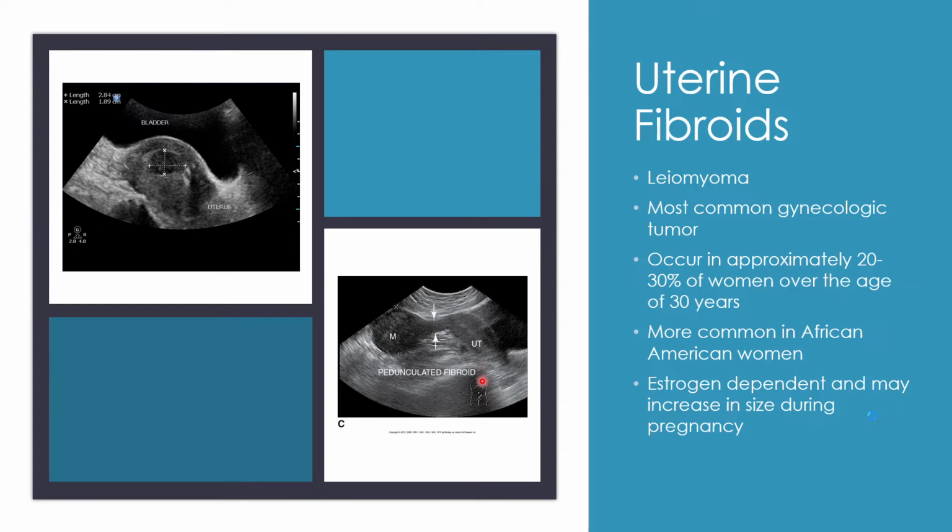So remember, we're not diagnostic, but if we see something, we kind of want to not be taken aback and realize, oh, that's probably a fibroid. Okay, you will see things that you're not expecting to be there. These fibroids occur in approximately 20 to 30% of women over the age of 30, and they are more common in the African American population. They are estrogen dependent, which means they can increase in size during pregnancy.